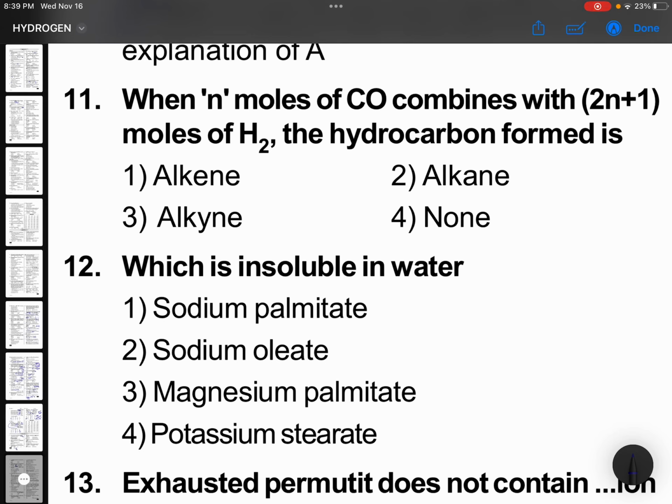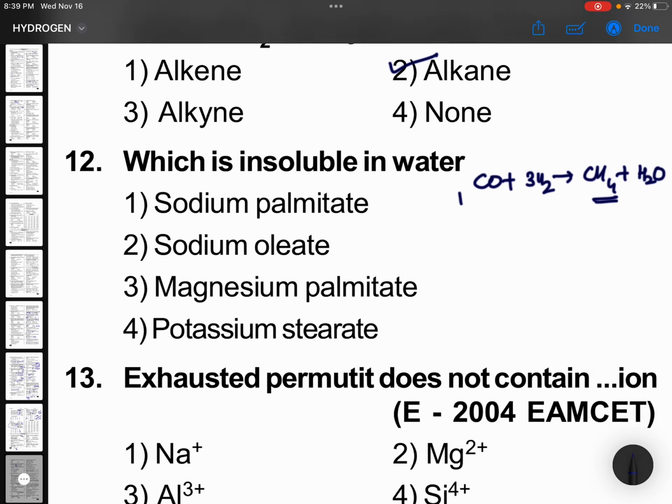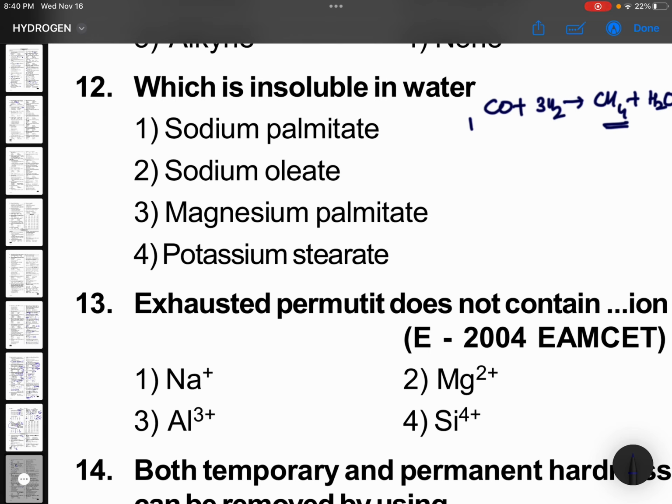When n moles of carbon monoxide combine with 2n plus 1 moles of hydrogen, the hydrocarbon formed is. Okay, this is a little bit practice type of question. If you practice, you will get alkane. CO plus 2n plus 1 is asked. Now if you take 1 mole of this, 2 into 1 plus 1. So you are getting 3H2, CH4 plus H2O. That is alkane, which is insoluble in water.